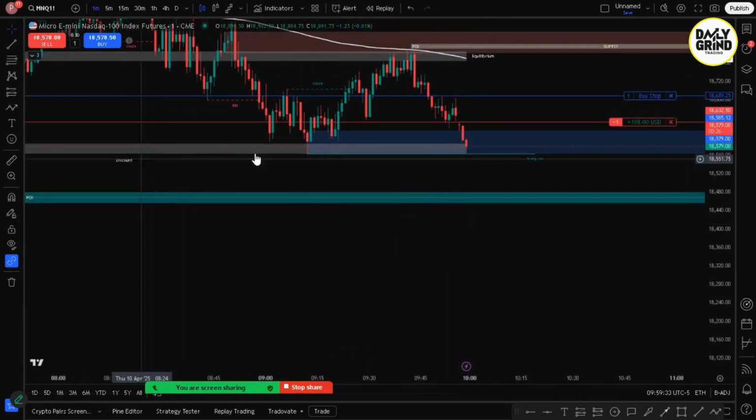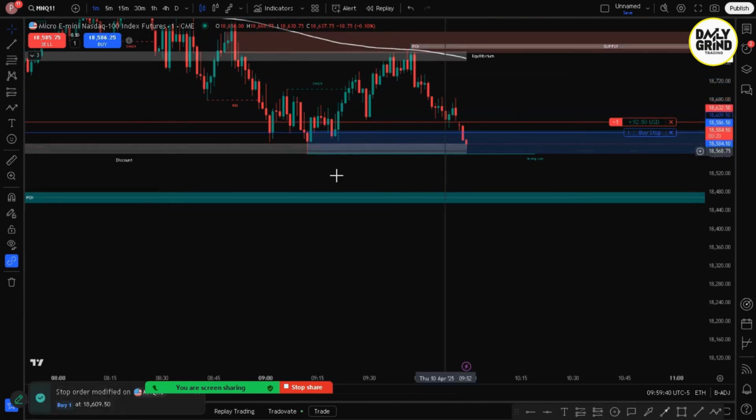And so now we're back here at the bottom of there. I will put my stop loss into profit because seeing now we're at the bottom of the range.